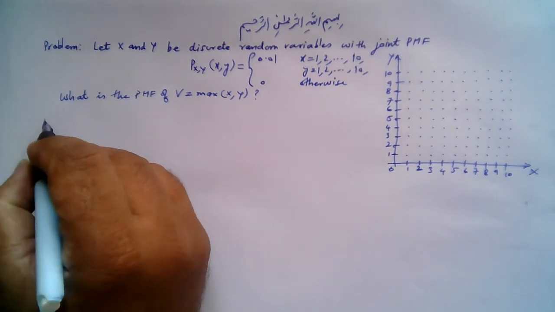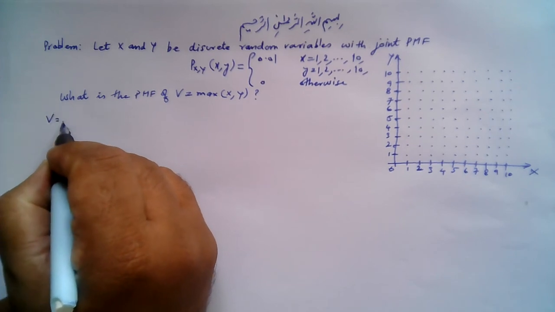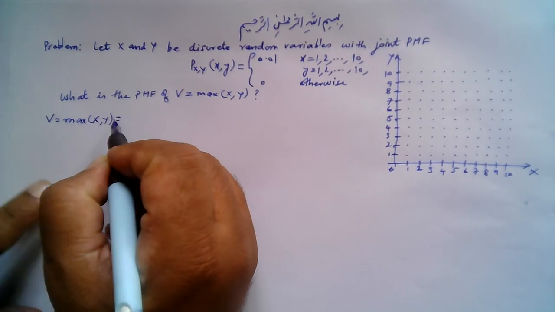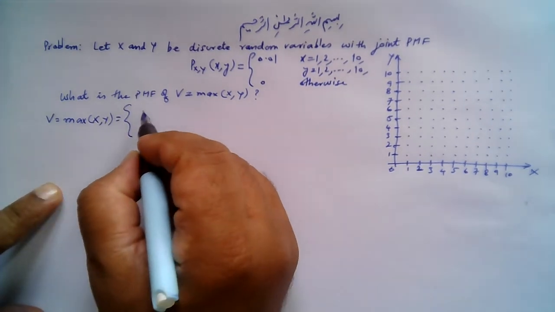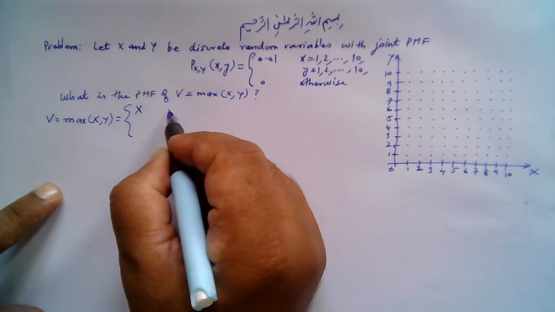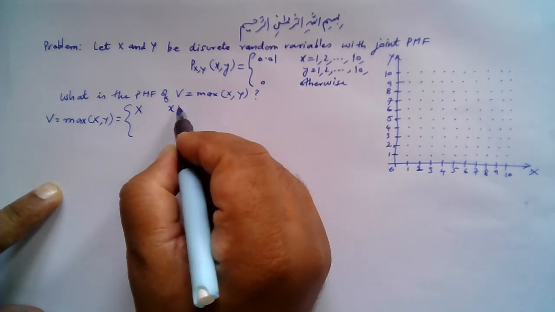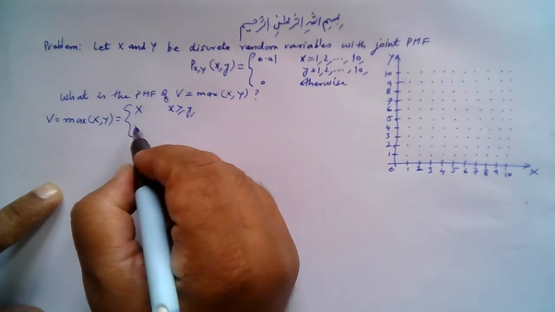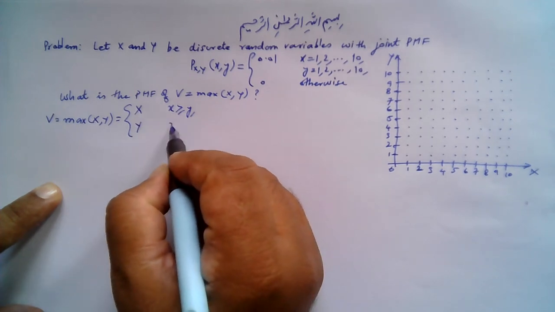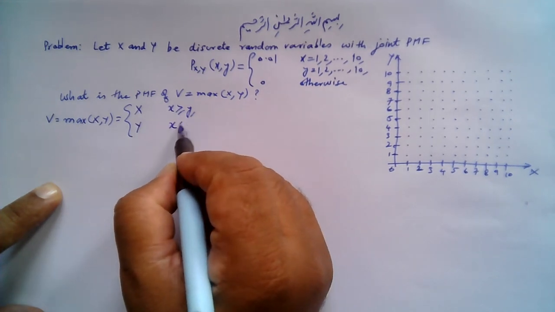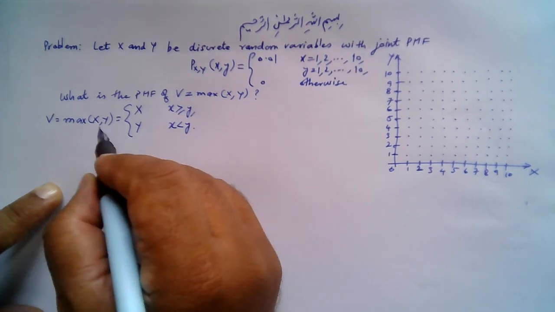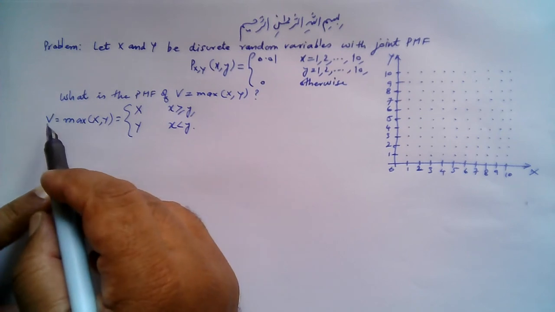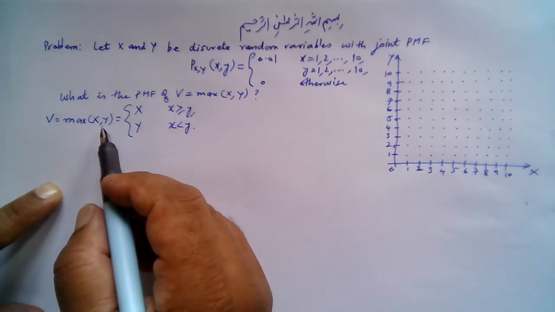So in other words, we can write it something like this: max(x, y) is equal to x when x is greater than or equal to y. So when x is greater than y, then the maximum of these two values is x, and it is y when y is greater than x, right? So this is how this derived random variable V, which is a function of the other two random variables x and y, is defined.